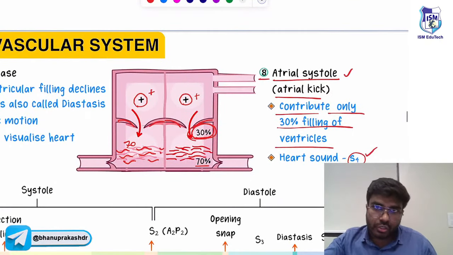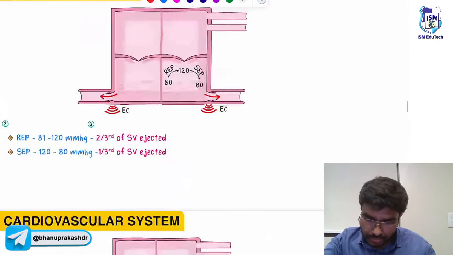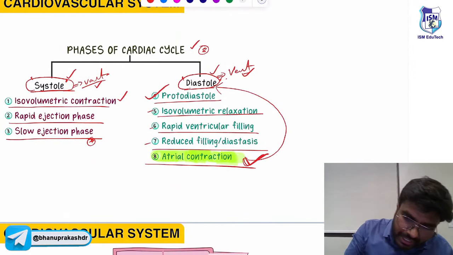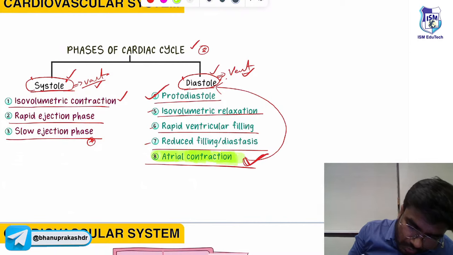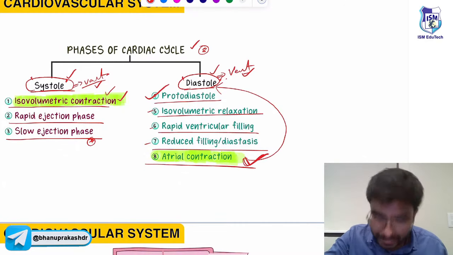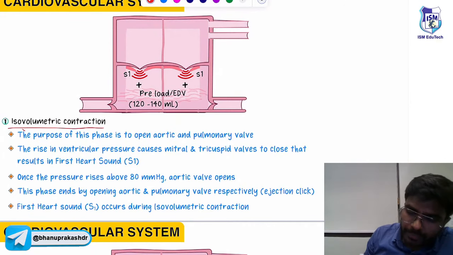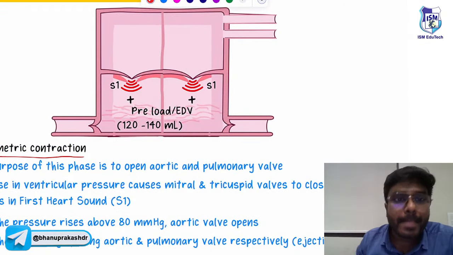After atrial systole, what is the next stage? You tell me. After atrial systole, in the image I have shown you. Sir, after atrial systole or atrial contraction, the next stage that's going to come is isovolumetric contraction. Now, let's begin with isovolumetric contraction. Look here. Now, what is happening?